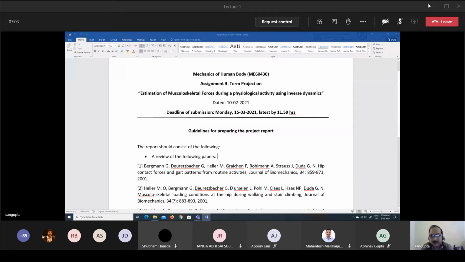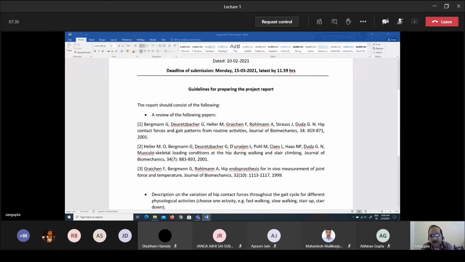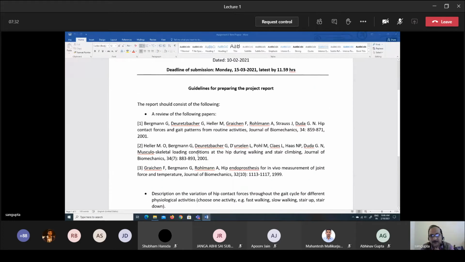So it will be a term project on estimation of musculoskeletal forces and, of course, moments during a physiological activity using inverse dynamics. Okay. So the rough guidelines for preparing the project: as you can see, the project report should consist of the following. First, you have to review the following three most important papers.